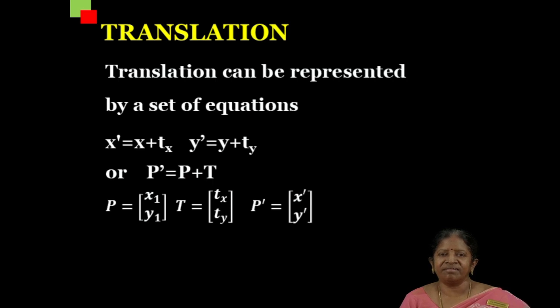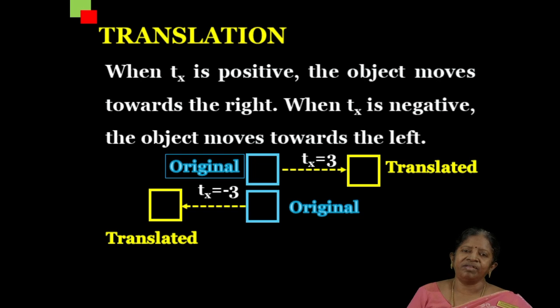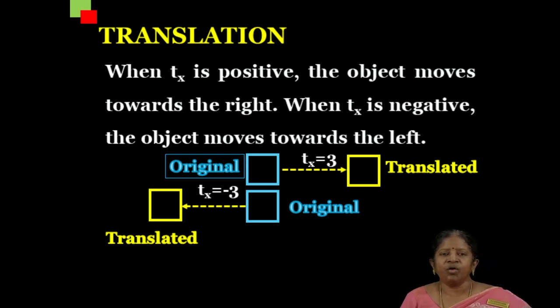Since translation is an additive transformation, when you are writing in a 2 by 2 form or a 2 by 1 form, it will lead to a multiplication. To avoid that, we are using homogeneous coordinates and we are representing the translation by a 3 by 3 matrix. Here we are seeing the Tx as a positive value. When Tx is a positive value, the object will be moved towards the left. When Tx is a negative value, it will be moved to the other side.